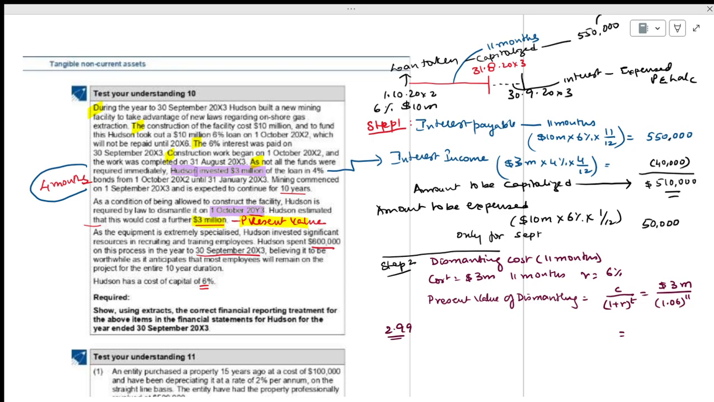The construction of the facility cost 10 million, with 6% interest. Construction work began on 1st October and was completed on 31st August. Not all funds are required, and mining commenced on 1st September and is expected to continue for 10 years. As a condition, required to dismantle it, Hudson estimated that this will cost a further 3 million.